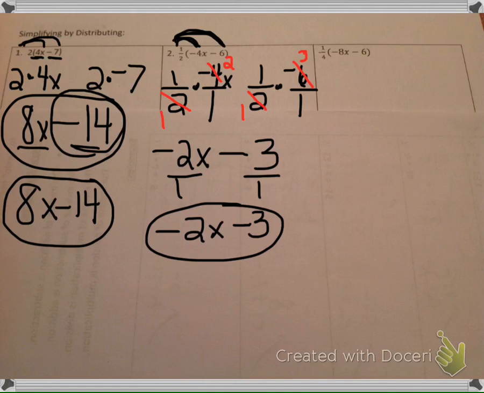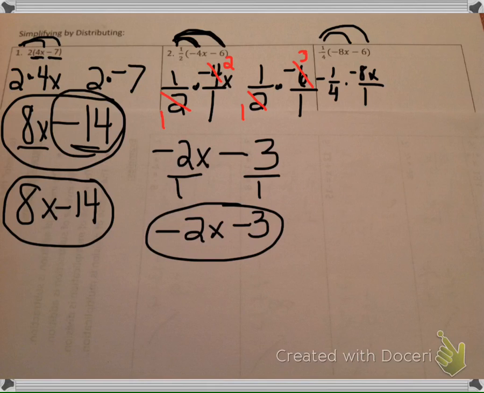And then example number 3, we have negative 1/4 times negative 8x, and negative 1/4 times negative 6. I didn't number that for you, sorry. Don't forget, you have to say hello to everybody in the house. It's a proper way to do that. So we're going to multiply negative 1/4 times negative 8x, and I'm going to put that over 1.